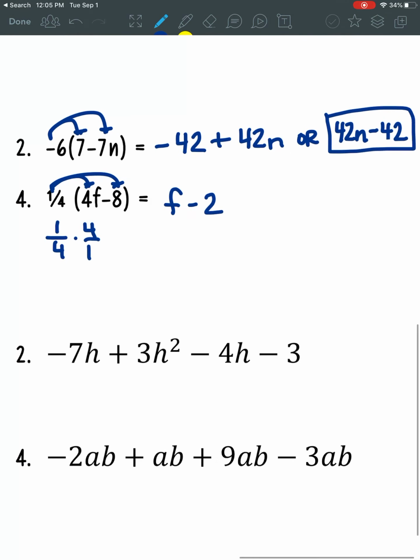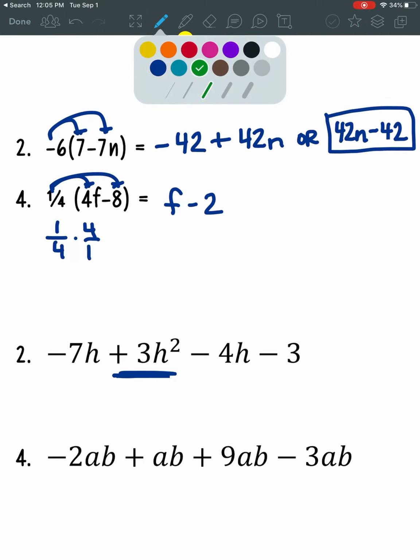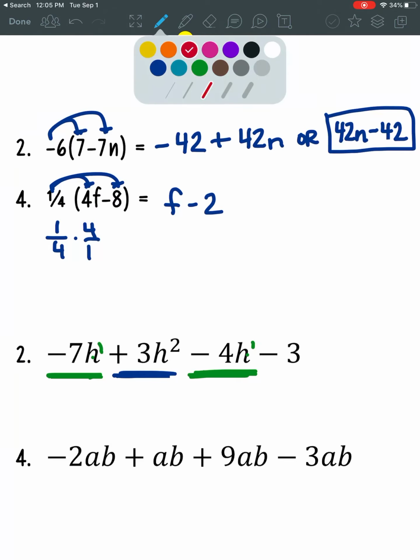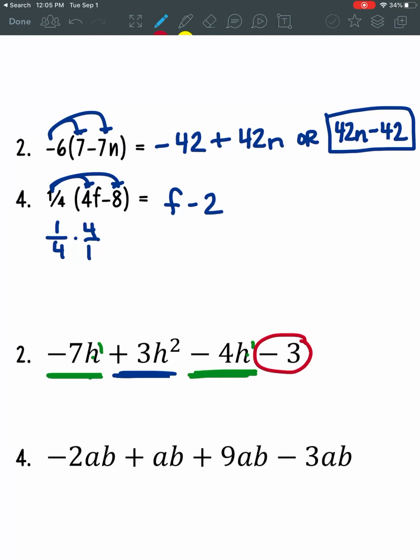All right. When we write this in order, we always want to start with the highest exponent. So this positive 3h squared, I'm going to go to first, just because it has the highest exponent. Now, there's no other term that has h squared in it. So I'm going to switch colors and then show that negative 7h and negative 4h, they both have the variable h on them, and then they don't have an exponent. There's really an exponent of 1 on there. So those are like terms.